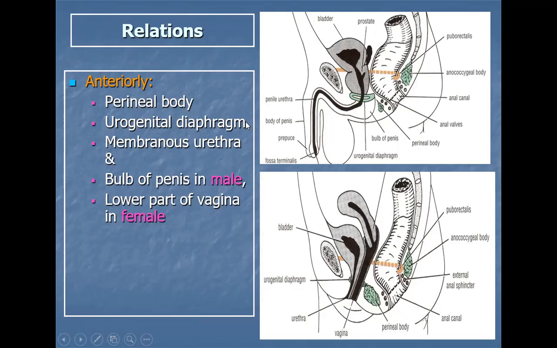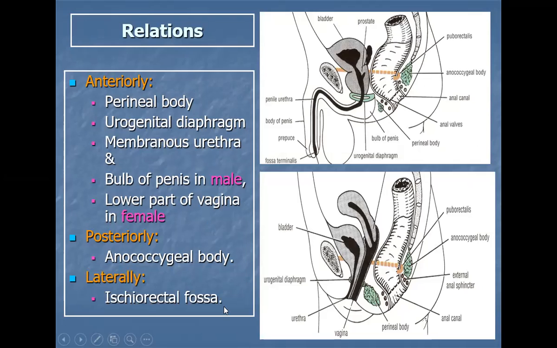Then there is the urogenital diaphragm, which is present in both male and female. Then the membranous urethra and the bulb of the penis in the case of the male, and the lower part of the vagina in the case of the female. So there are some differences anteriorly. Posteriorly, it is the same for both male and female. Just like in front we have the perineal body, posteriorly we have the anococcygeal body.